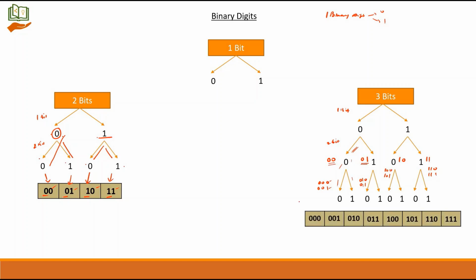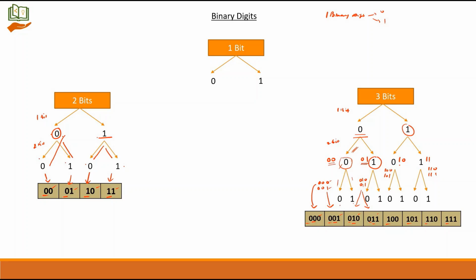Now the digits will be 000, 001, 010 and 011. All these 4 belong to this 0 part, so they start with 0. Since the second bit is 0 here, it will have 2 zeros here. Since the second bit is 1 here, it has 1s here. And the third bit has 0 and 1. Similarly, the third bit has 0 and 1. Now let's take the right branch. We have the starting bit as 1. So every value here starts with 1.